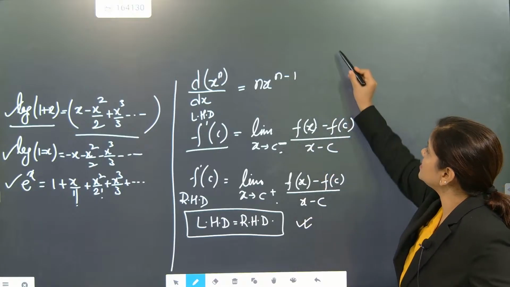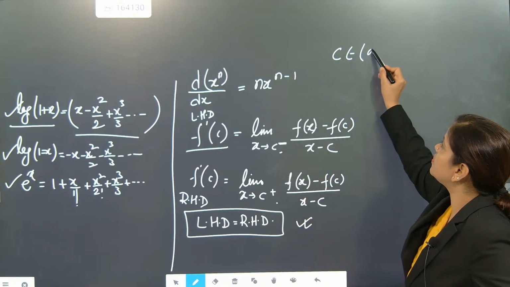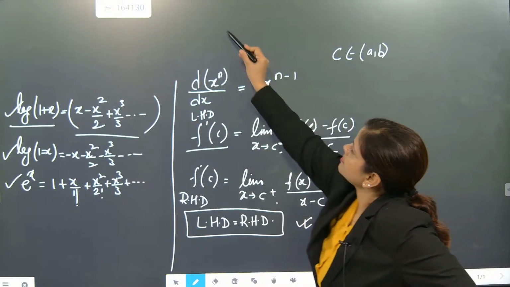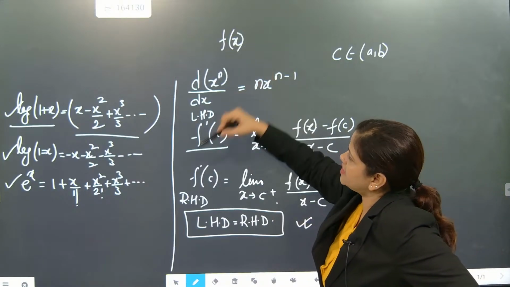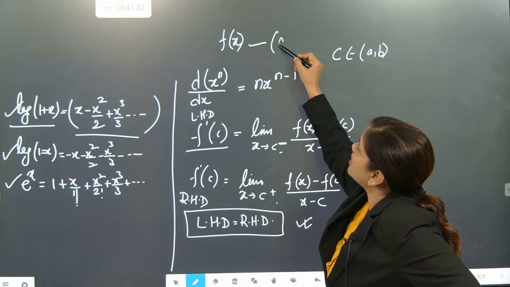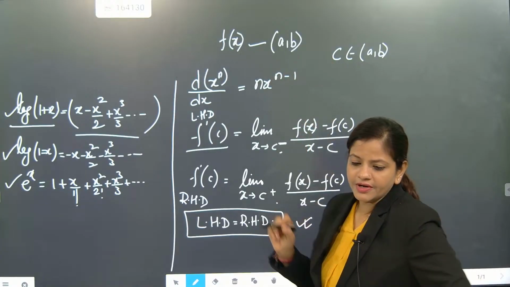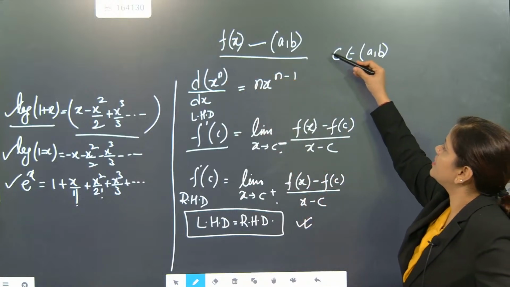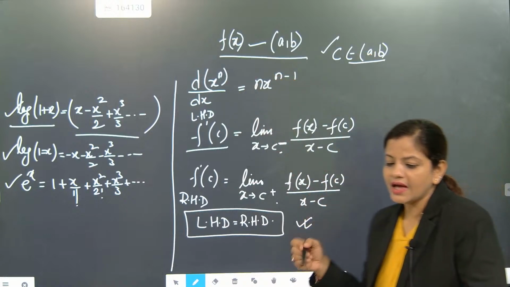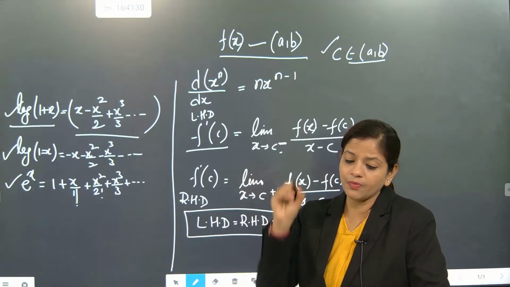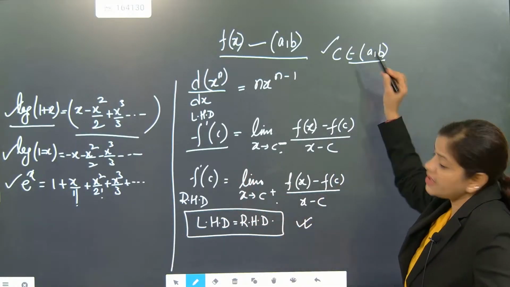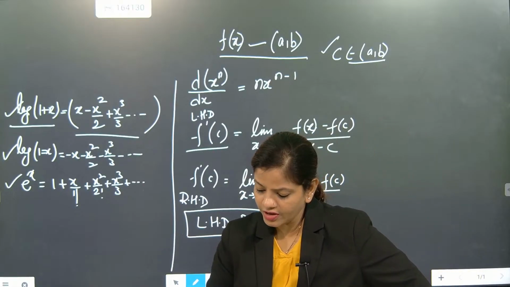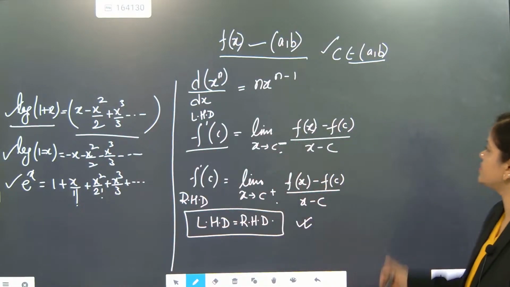Why? Because c is any value which belongs between a and b. See, understand this. This is a function. Any function f of x is there, this function will have a definition on the open interval a to b. Then c is any number which is coming between a and b, and at that point it will be differentiable. This is the most important thing. At that point, it should be differentiable. So now let's check this one out.